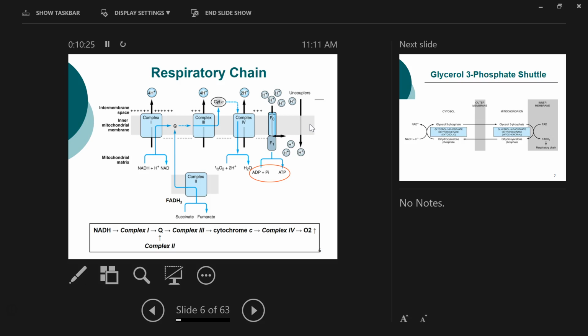Does that make sense? And FADH usually transports its electrons to complex 2, and then complex 3 and 4, and bypasses complex 1. So that's the reason why FADH is only able to generate 2 ATP molecules. Any questions?